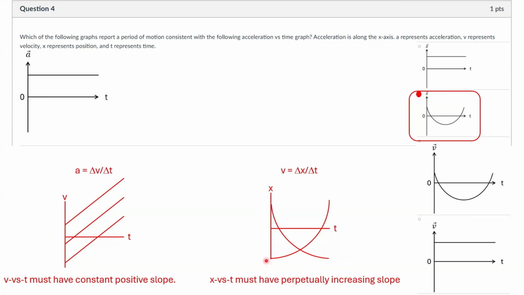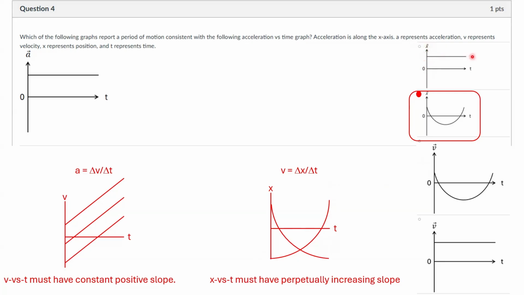If I start with a slope that is close to zero or positive, that should only ever become more steeply positive. So close to zero, uphill, more steeply uphill, more steeply uphill. That would then necessarily be a curve rather than a line, curving from downhill towards uphill. If I look at my options, the first position versus time graph does not do that.